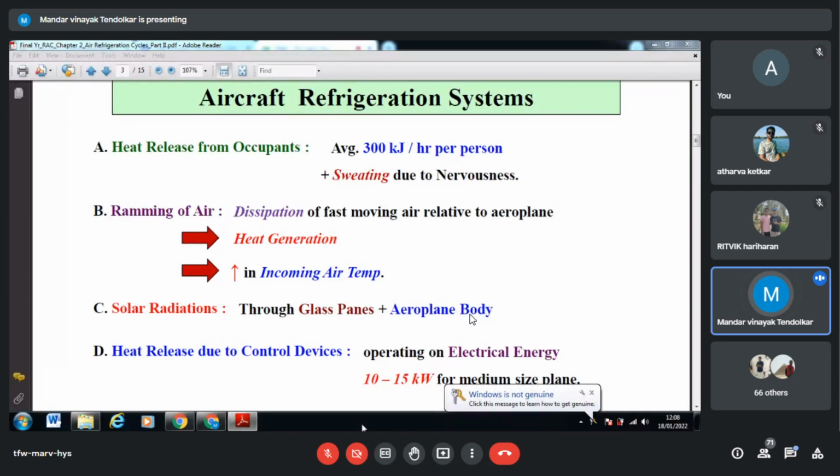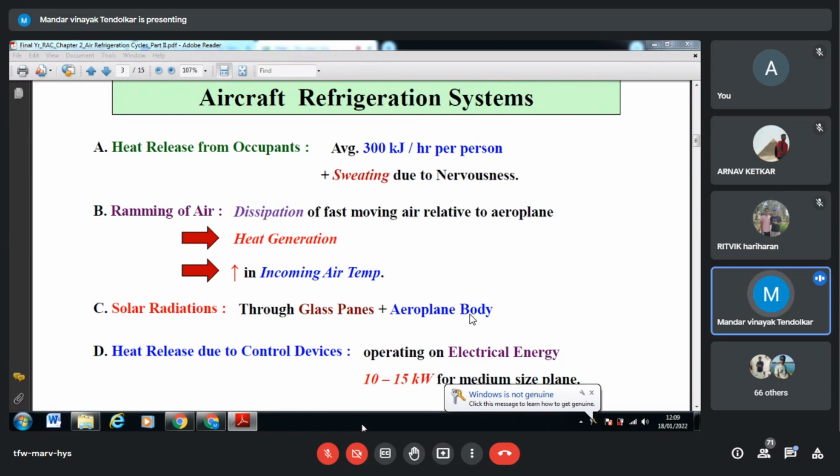Same heat transfer. So we try to reduce the radiations, but we cannot get rid of them completely. Do you agree? Yes, sir. Good.